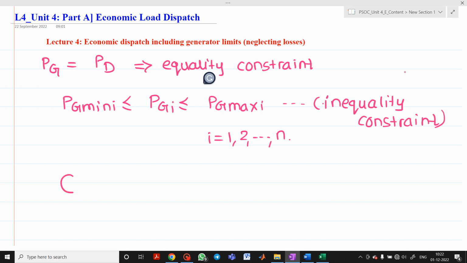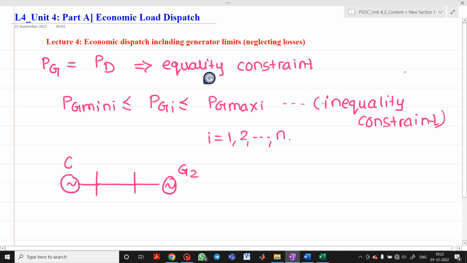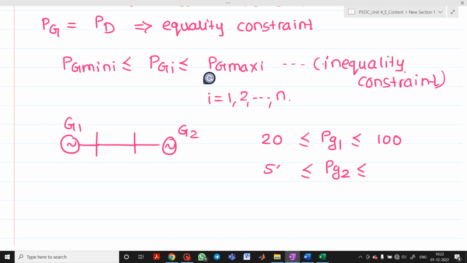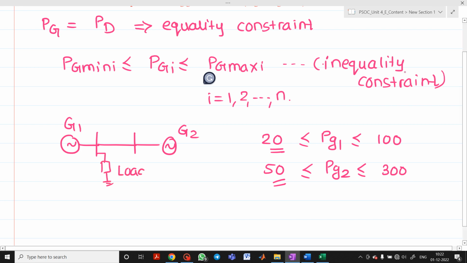Suppose I have two generators. This is my generator 1 and this is my generator 2. Now G1 has limits, suppose between 20 to 100, and G2 has a limit, let's say PG2 is 50 to 300. It means below 20 megawatt generator G1 does not operate, and above 100 megawatt it will not produce power, and below 50 megawatt generator G2 will not produce power, and above 300 megawatt it will not produce power.